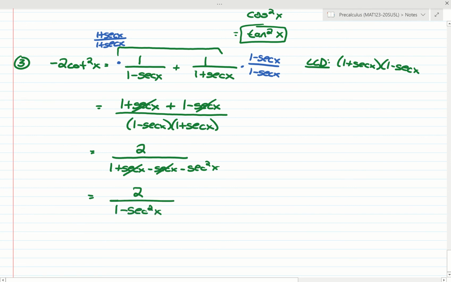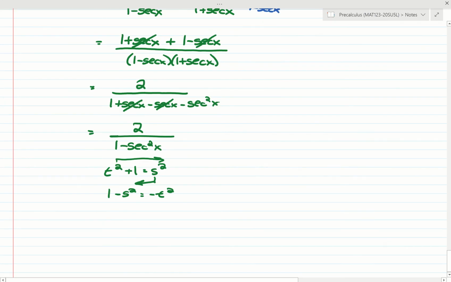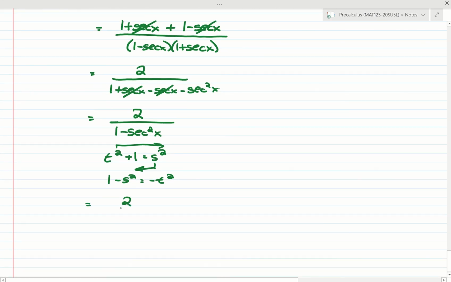Well, if we know that tangent squared plus 1 is secant squared, 1 minus secant squared is equal to negative tangent squared. So we wind up getting 2 over negative tangent squared of x, which we could then write negative 2 cotangent squared of x. To bring tangent to the top, it turns into cotangent. That was the left side.